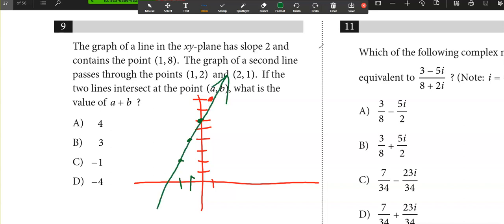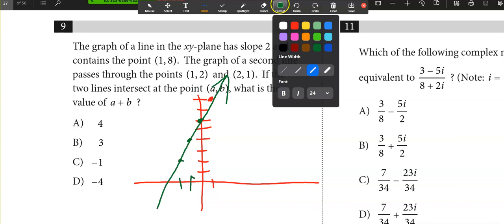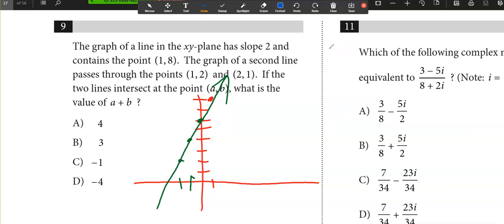Not a very good line, but the graph of a second line passes through the points 1, 2, and 2, 1. So it would also pass through 0, 3, and 1, and negative 1, 4, and so forth.